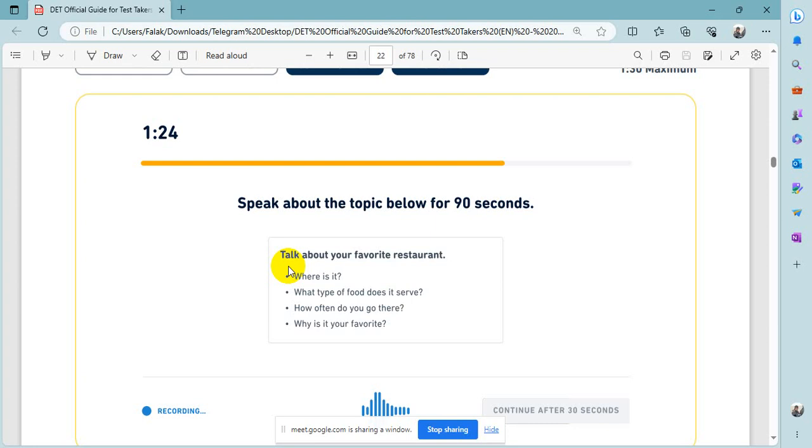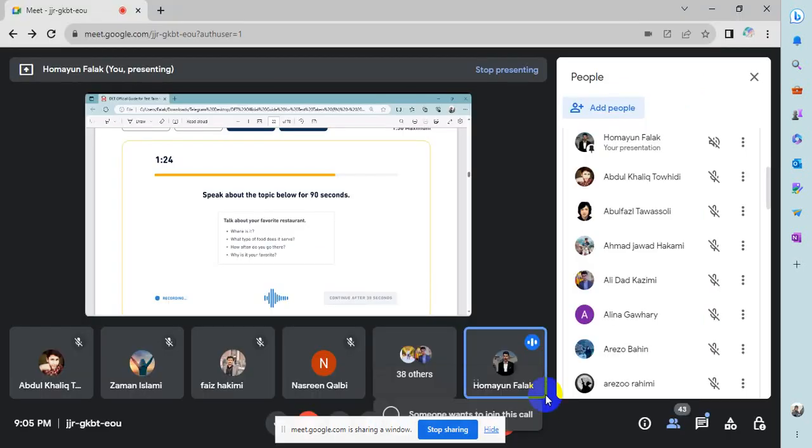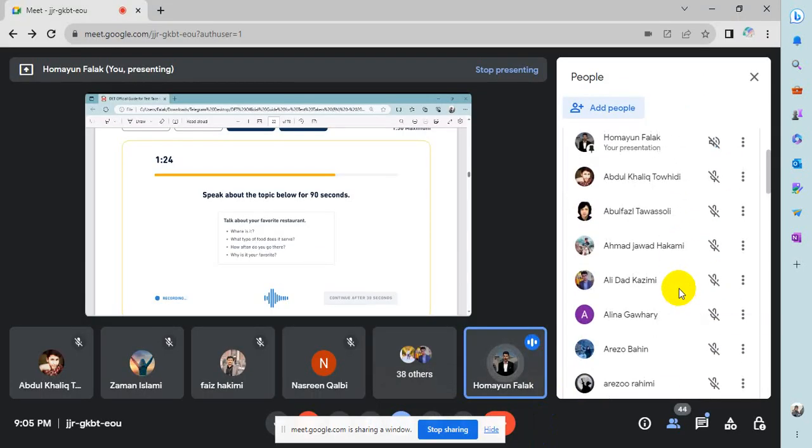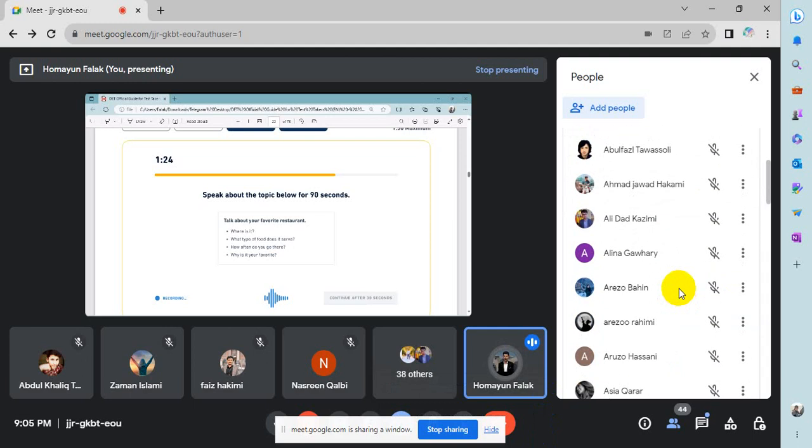Where is it? Just turn around this question and answer it. And what type of food does it serve? Just turning around this particular question will lead you to speak a lot of words. So what type of food does it serve? You can say they serve both Afghan food and foreign food. I like, for example, this special dish. I don't like that one. They serve this way, they serve that way. The restaurant is beautiful, or is not beautiful. You have a lot of things to say.